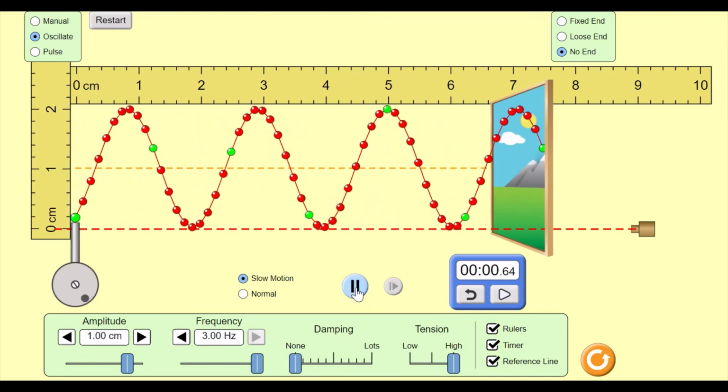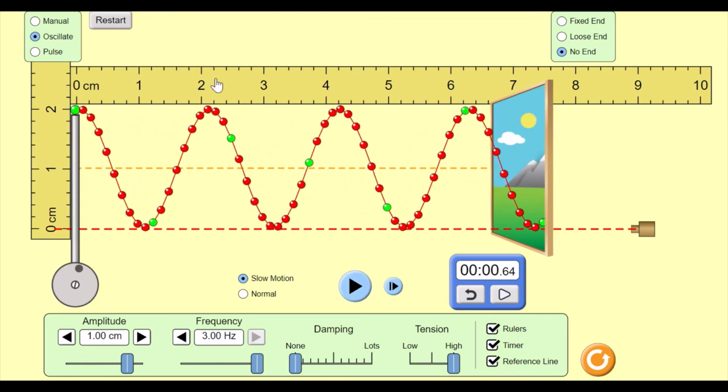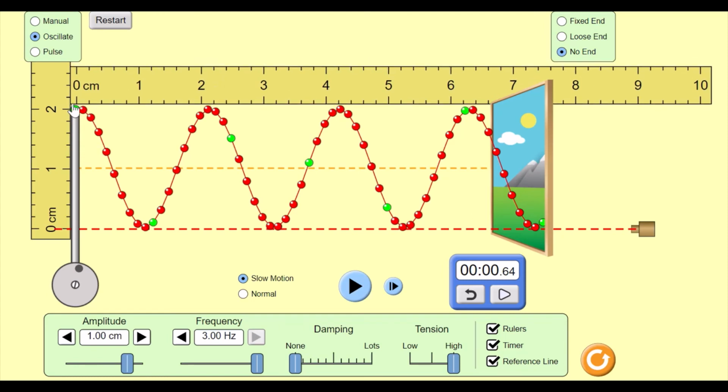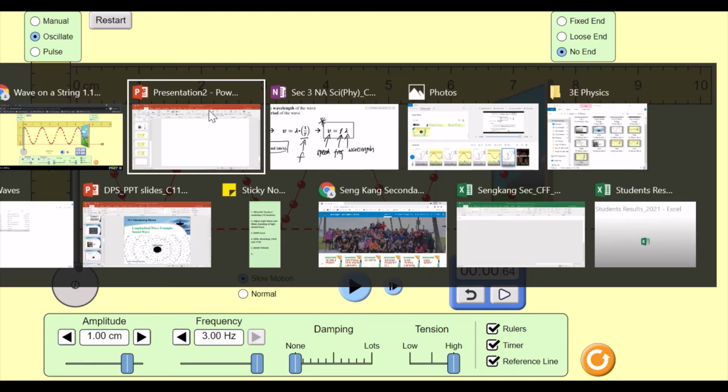I'm going to try to pause at the correct timing here. Now let's measure the wavelength. It should be from crest to crest, approximately 2.1, which is half of what we had just now. Just now we had 4.2, now from crest to crest it is 2.1, which is half. So what happens here? When I double the frequency, the wavelength actually halves. Why is that so?